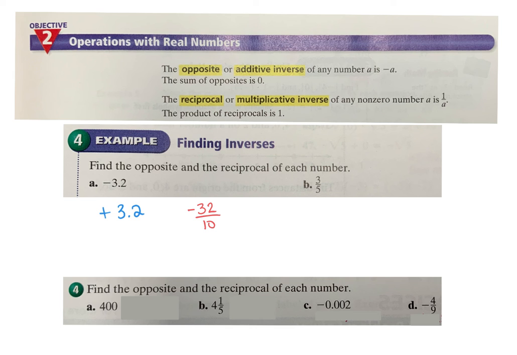Now, you can also reduce this. What goes into 32 and into 10? 2, right? So I can actually reduce that to -16/5, right? And that won't reduce anymore. Now, it's very easy to see what my reciprocal or my multiplicative inverse will be. What is my multiplicative inverse here?